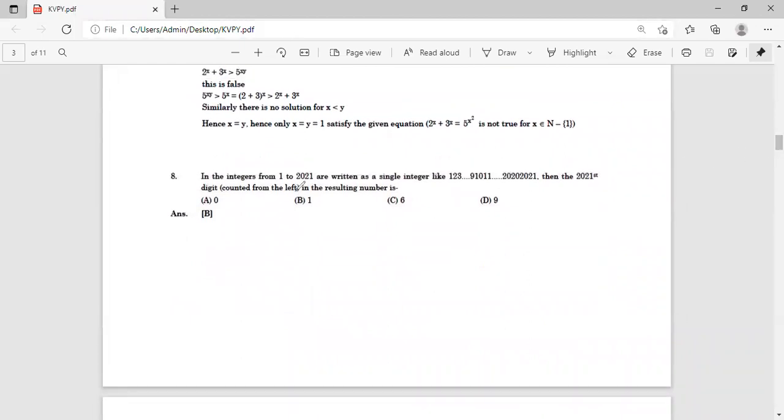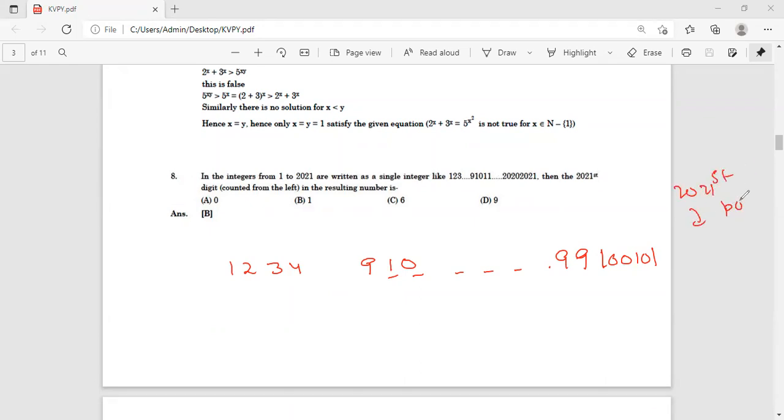It's also a logical question, simple question. 1, 2, 3, 4, up to 9, then 10 comes up to 99. So you will write numbers like this. 100 will come now, 101 will come. So numbers are written like this. So what is the number at 221st position? 221st position, what is the number?